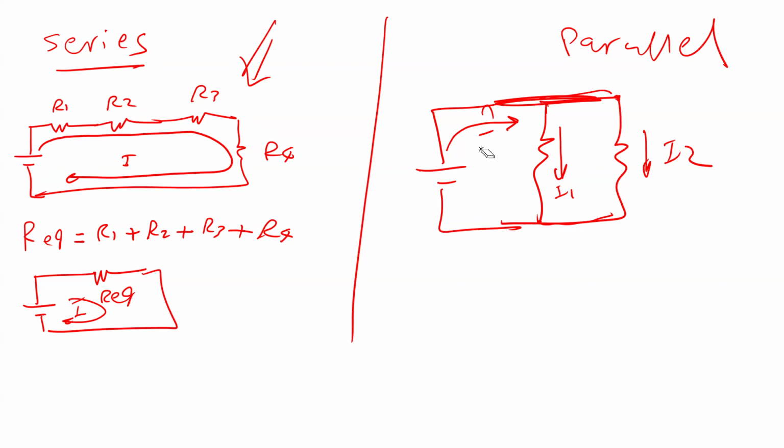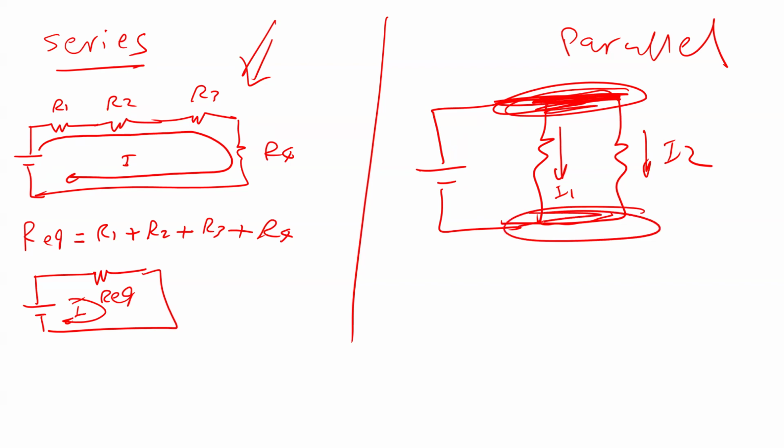How can you know if it is parallel or not? Very simple. They should have the same node, as you see here, and here is the same node. Otherwise, if it's not the same node, it's not going to be the same voltage. So if this is A and B, the voltage here has to equal the voltage here, and to make them equal, it has to be the same node. So this is node A, node B.